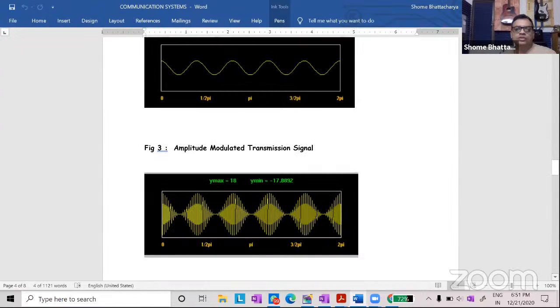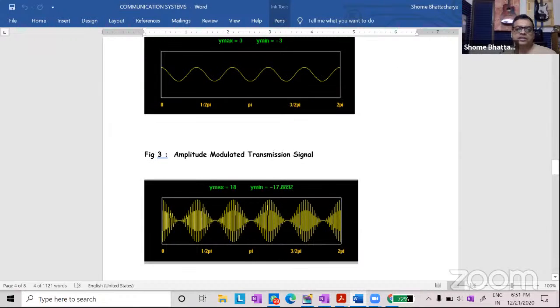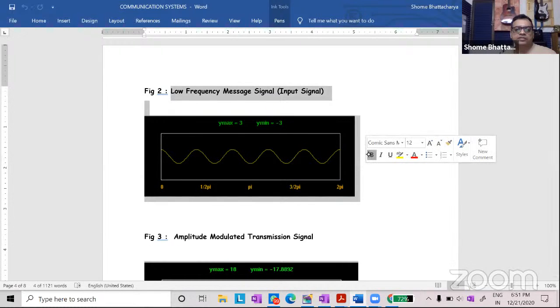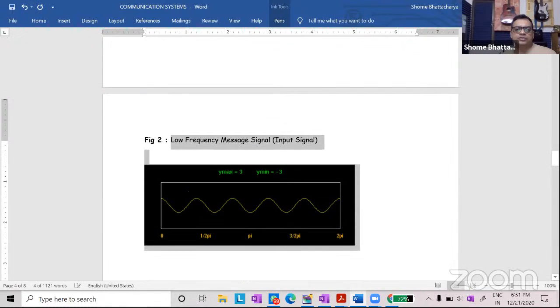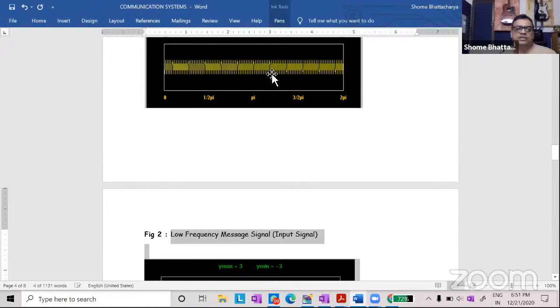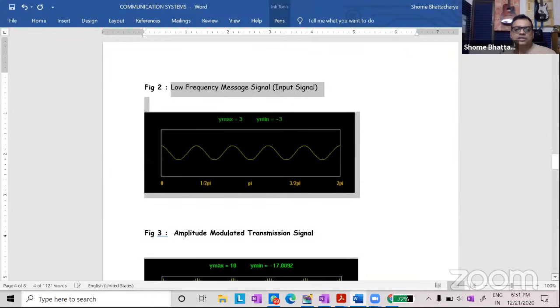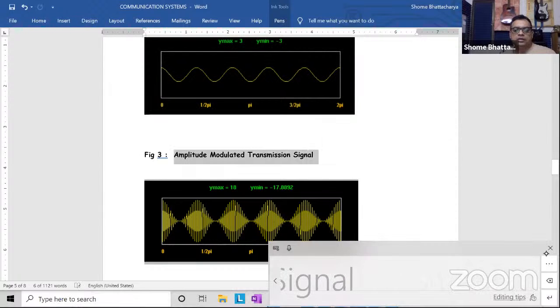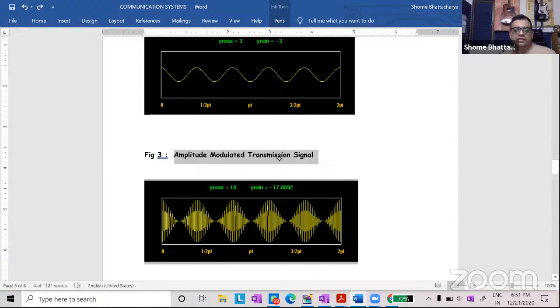Okay. Now if we use this wave, that is the input wave, the low frequency signal, to modulate the amplitude of this one, that means the amplitude is continuously being modified using this signal. We will get this kind of a modulated amplitude signal, an amplitude modulated signal, which will now become the transmission signal. This is the signal that the transmitter will broadcast through the communication channel.